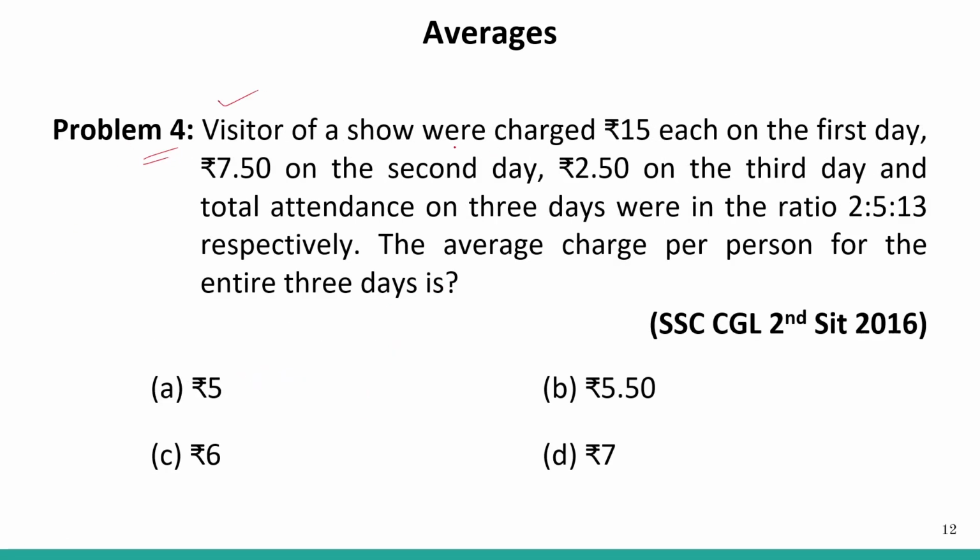Visitors of a show were charged 15 rupees each on the first day, 7.50 rupees on the second day, and 2.50 rupees on the third day. The total attendance on the 3 days was in the ratio 2:5:13 respectively. So what is the average charge per person for the entire 3 days? Is it 5 rupees, 5.5 rupees, 7 rupees, or 6 rupees? This question has been asked in the SSC CGL second sitting 2016 paper.